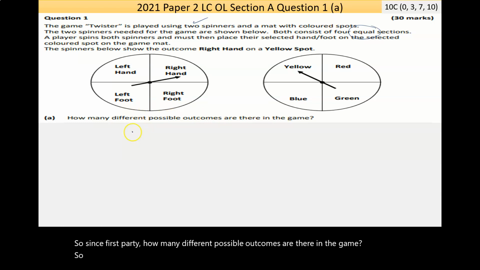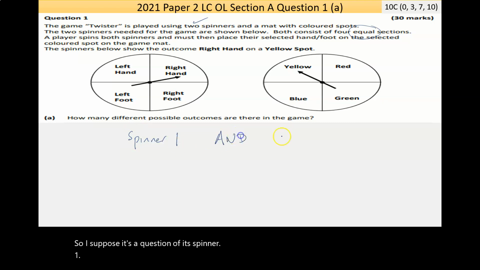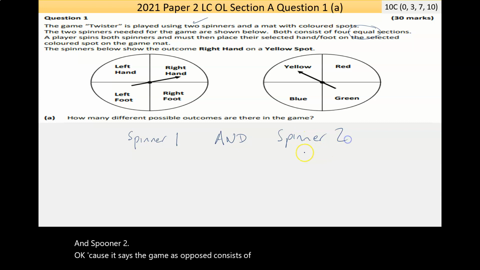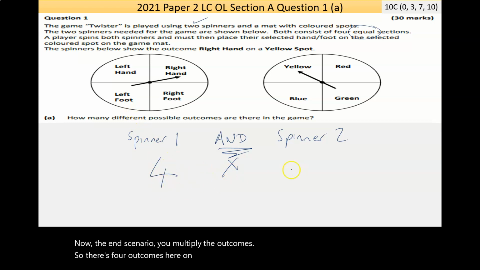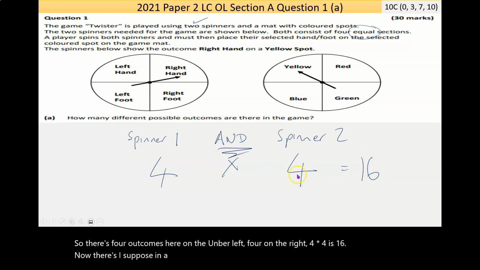So I suppose it's a question of spinner 1 and spinner 2, okay? Because it says the game, I suppose, consists of two spinners. Now, the and scenario, you multiply the outcomes. So there's four outcomes here on the left, four on the right. 4 times 4 is 16. Now, there's, I suppose, in a sense, other ways to do that particular question. That's, I suppose, the more mathematical way.